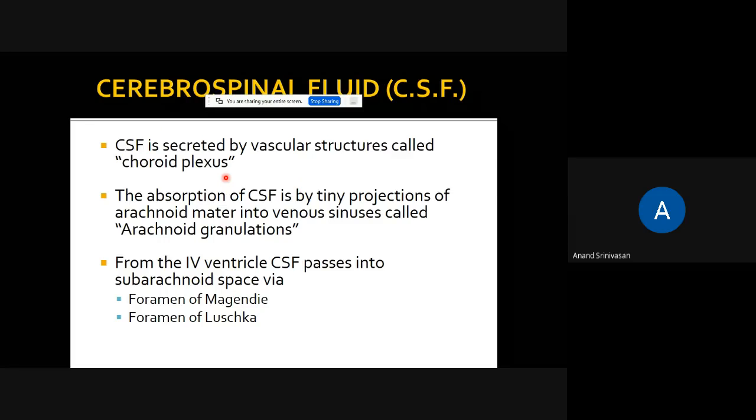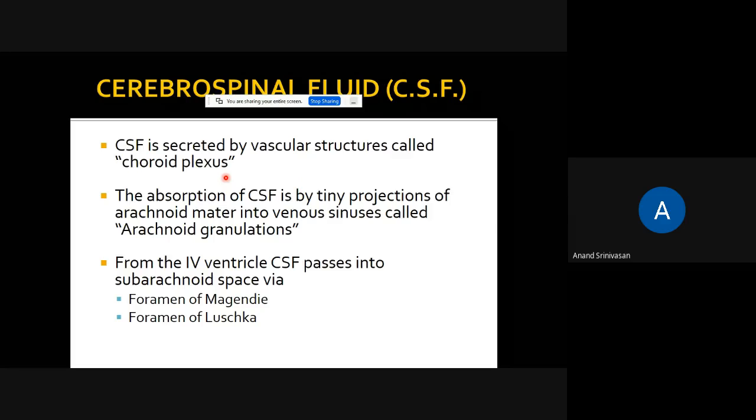Now, what happens if they keep on producing? It needs to be absorbed, right? So there needs to be something like a heart, pumping blood in and pumping it out. Similarly, the CSF pumping in is done by the choroid plexus.